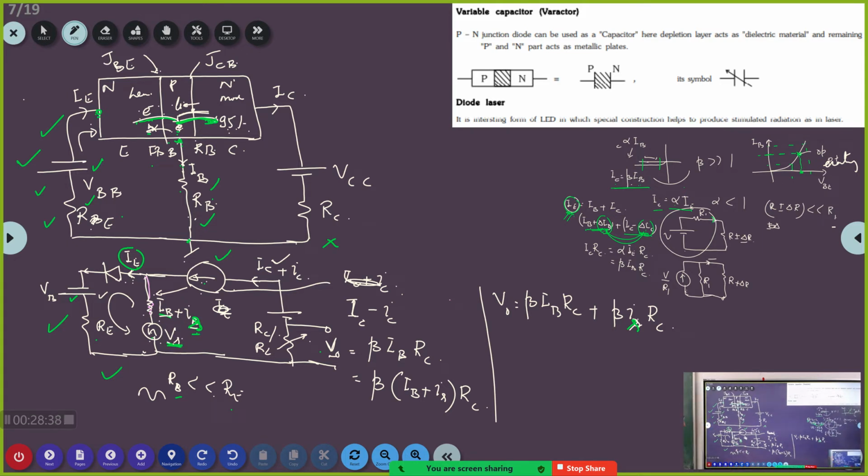See, what is the path of IS? If there is a current source here, the path should be this only. It should not matter here. This current source will depend upon this current, no? If this current changes, this current also will change. Understood? This current is controlled by this current. Correct? That is what this relation is. So beta IS RC. Got it?